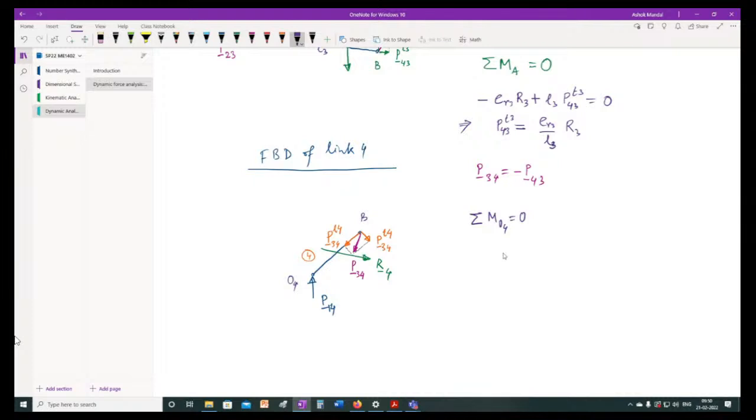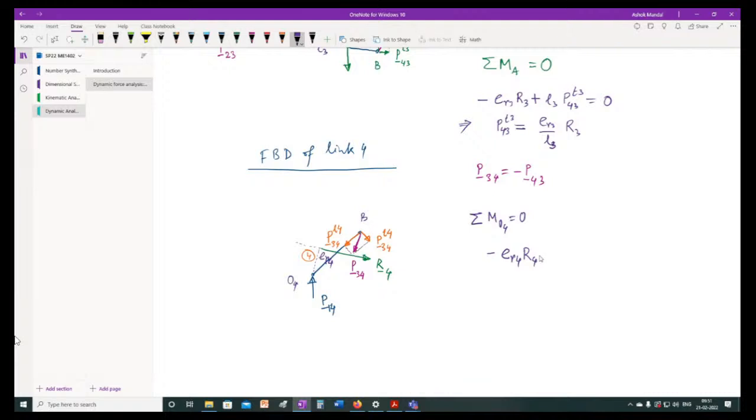When you do that, you need the perpendicular distance from this point. Let's say this distance is ER4. According to the drawing, that is creating a moment which is clockwise, so we write ER4 negative.